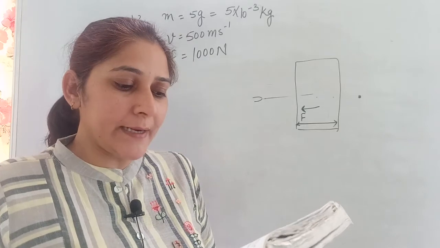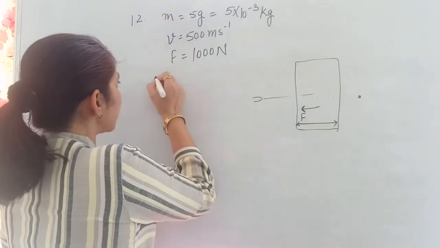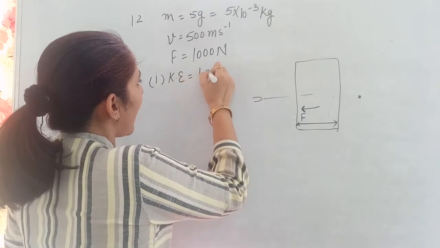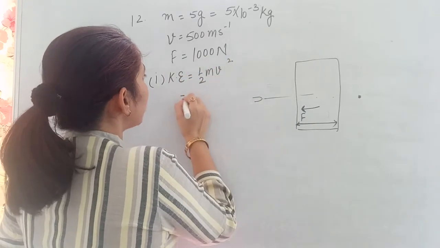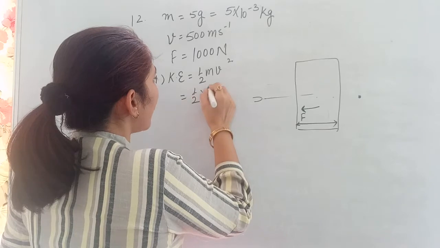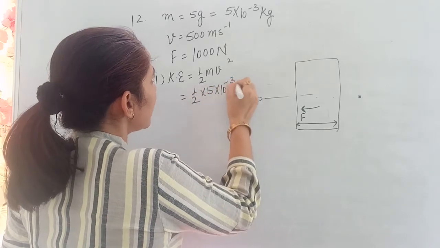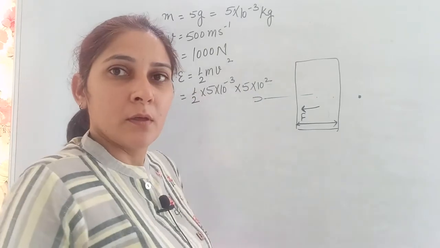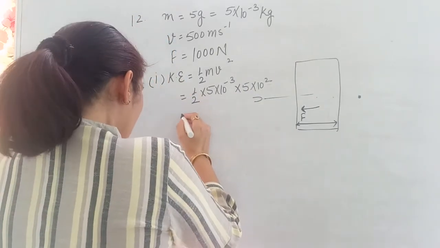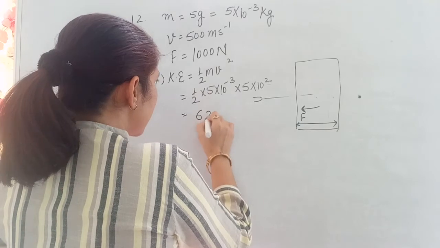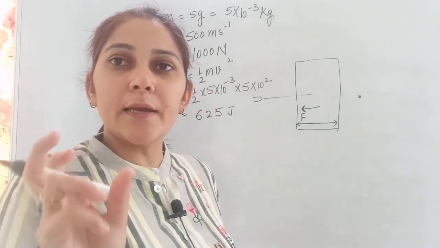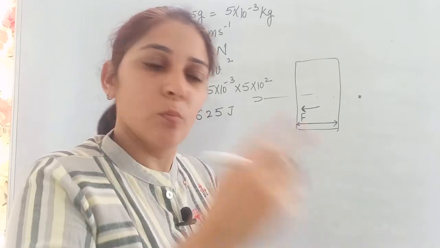Find the initial kinetic energy of the bullet. That is a very easy one. Initial kinetic energy of the bullet, kinetic energy is equal to half mv square. That is equal to 1 by 2 into 5 into 10 raised to the power minus 3 into 5 into 10 raised to the power 2. Okay. From here we can easily find out that kinetic energy is equal to 625 joules. This is the initial kinetic energy of the bullet with which it is moving.